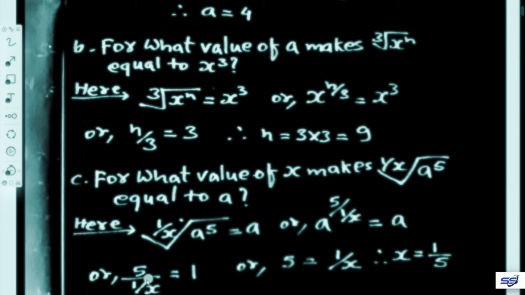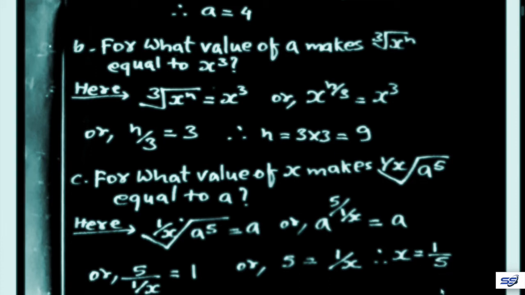So 5 upon 1 by x equals 1. Now 1 upon x shall be multiplied with this one, so it becomes 5 equals 1 upon x, or x equals 1 upon 5. Here x comes outside and goes below the 1, therefore x equals 1 upon 5. Similarly we can do more problems.